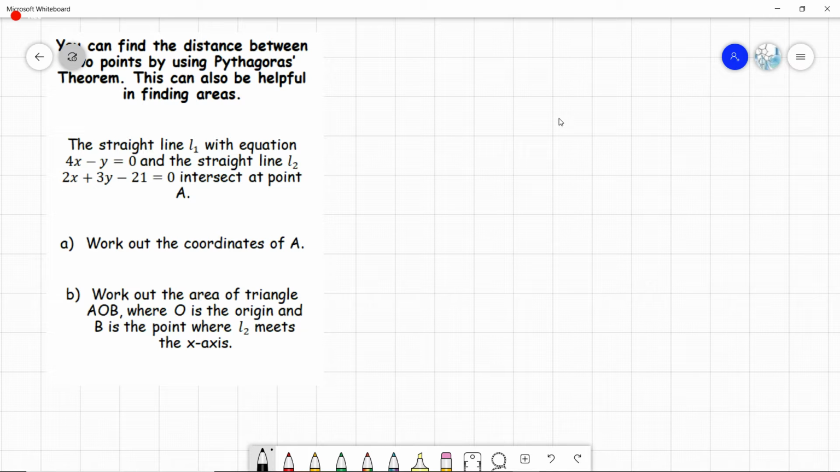That's no problem. So we have a straight line L1 with the equation 4x minus y equals 0. So I rearrange it because y equals 4x. Better to deal with that. And the equation of line 2, which is 2x plus 3y minus 21 equals 0. And they intersect at point A. Work out the coordinates of A and work out the area of the triangle AOB, where O is the origin and B is the point where L2 meets the x-axis.